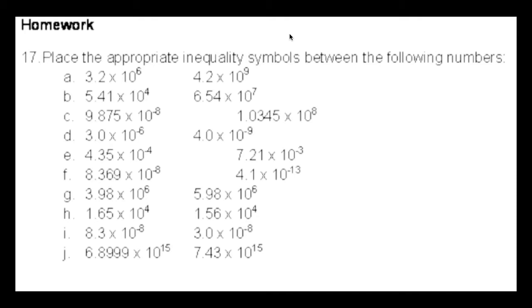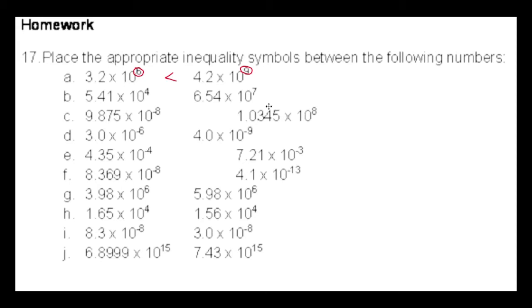It says place the appropriate inequality symbols between the following numbers. So I have 3.2 times 10 to the 6th and 4.2 times 10 to the 9th. Well, we know that they are in scientific notation because this number is between 1 and 10, and it's a power of 10. Here, this number is between 1 and 10, and it's a power of 10. So if we simply look at the exponents, we see that's a 9, and that's a 6. So this number is bigger, so that means that would be a less than. Now on your homework, you have to write these out in your spiral notebook. So don't just put the less than, greater than, or equal, because you want to see the number to refer back to.